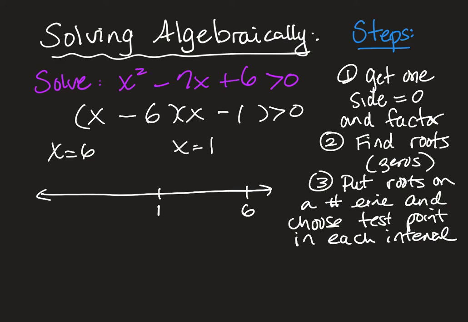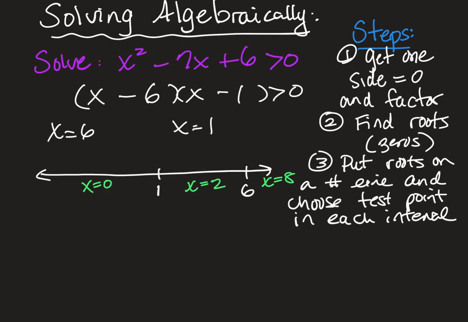So I always use 0 as a test point if I can. So 0 would be over here. It would be a good test point to the left of 1 because it's in that interval. So now I have to pick something in between 1 and 6. So I'll just pick 2. It can be anything in between there. And anything to the right of 6. So maybe I'll pick as my test point 8. We don't have to have the same test points, but they just have to be in those intervals.